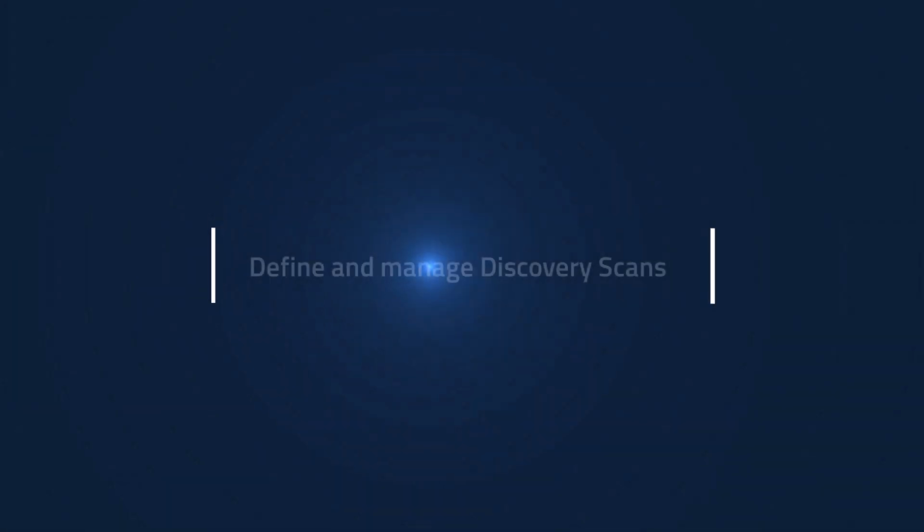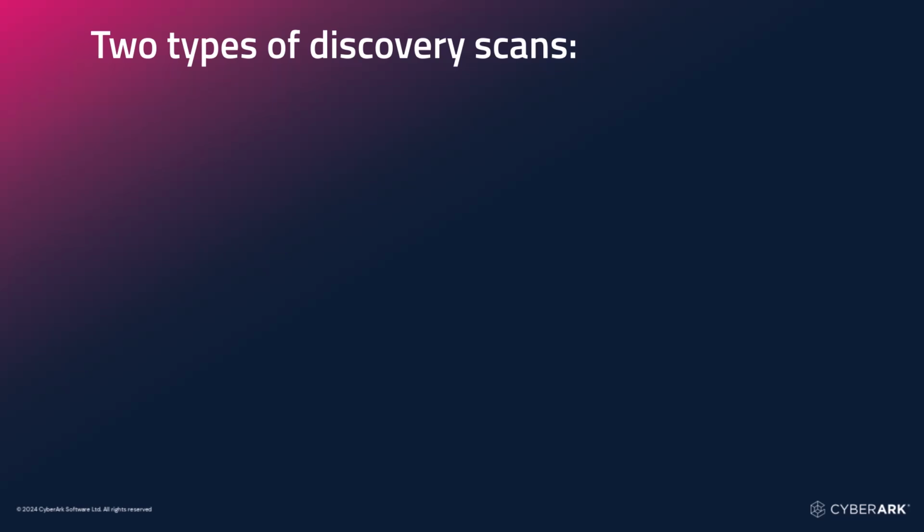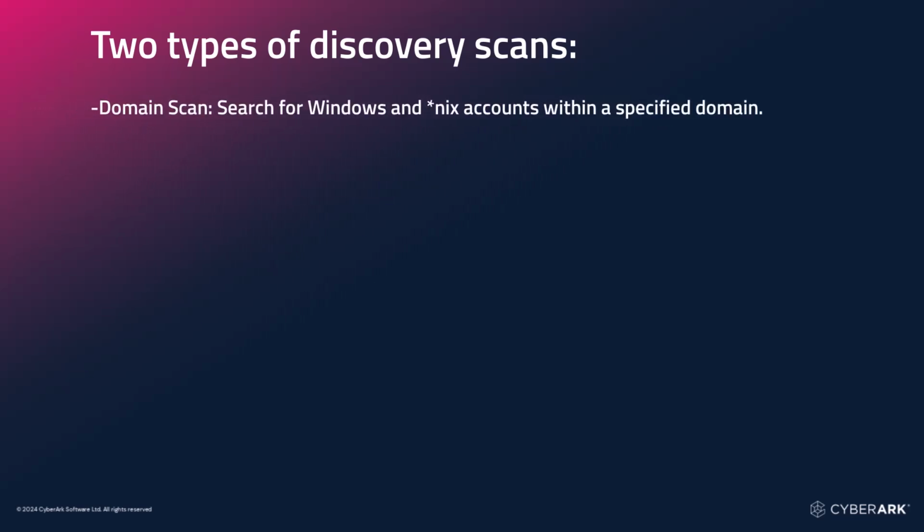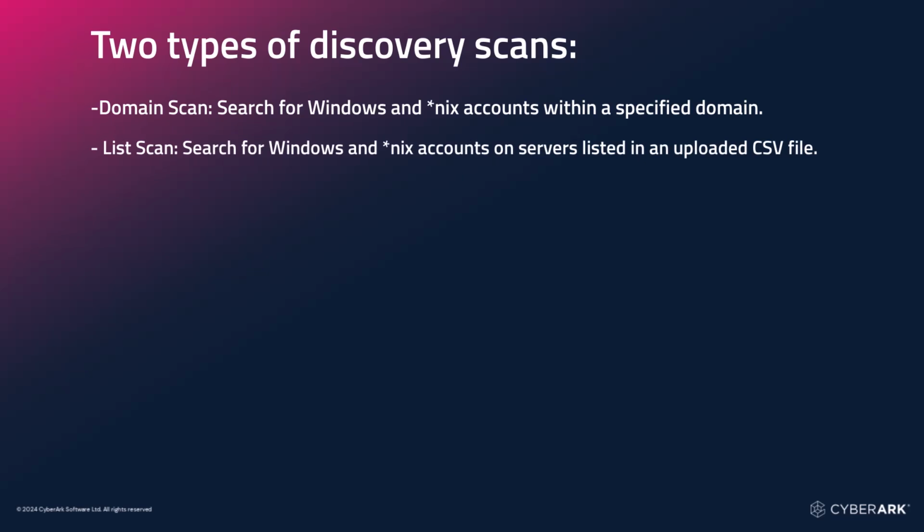In this video, we'll show you how to define and manage discovery scans, which are used to discover Windows and Nix accounts. Privilege Cloud offers two types of discovery scans. A domain scan that will search for Windows and Nix accounts within a specified domain, or a list scan that will search for Windows and Nix accounts on servers listed in an uploaded CSV file.